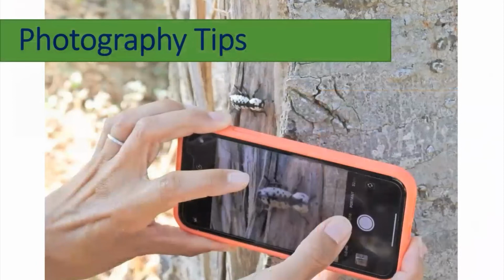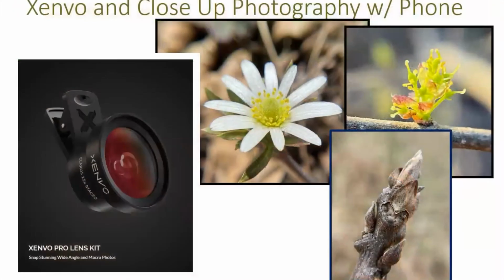So I'm going to talk briefly about photography tips. If you're using your iPhone, a thing to use for close-ups of flowers and stuff for detail is this little thing called a Zenvo. I actually have one with me. It's a close-up lens. They cost about $40. You can get them online. It comes in a nice little case, and it has a little lanyard.